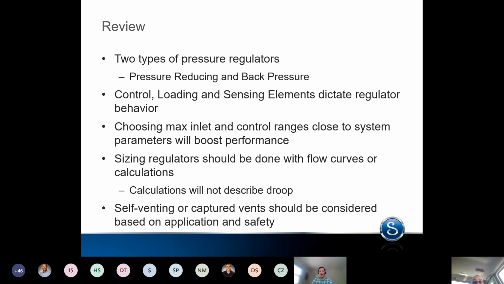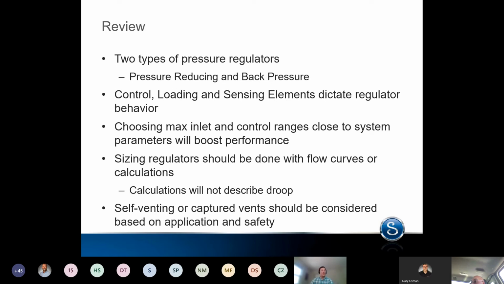Feel free to follow these steps and use these guidelines when selecting a regulator. I will absolutely hang around for questions, so don't feel like you have to get them in now or ask later if you want. I'm happy to hang around. I do want to do a bit of a review of what we talked about.